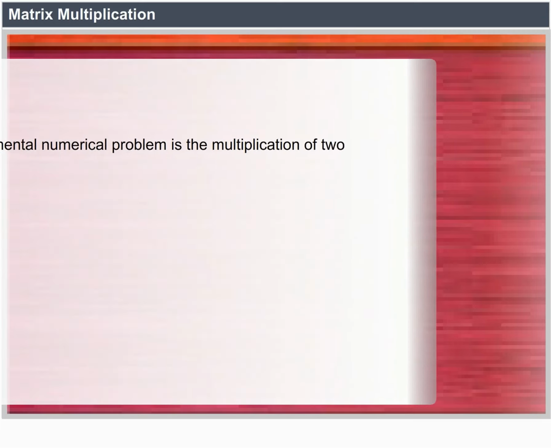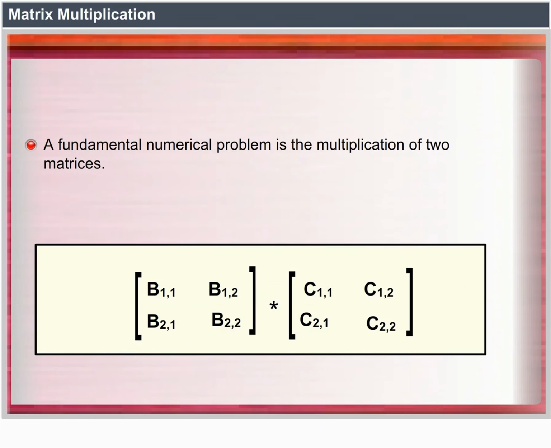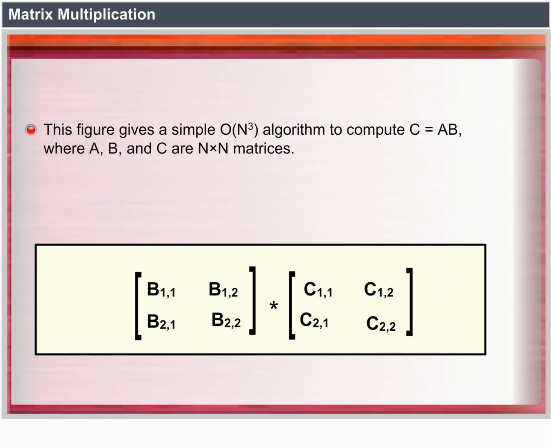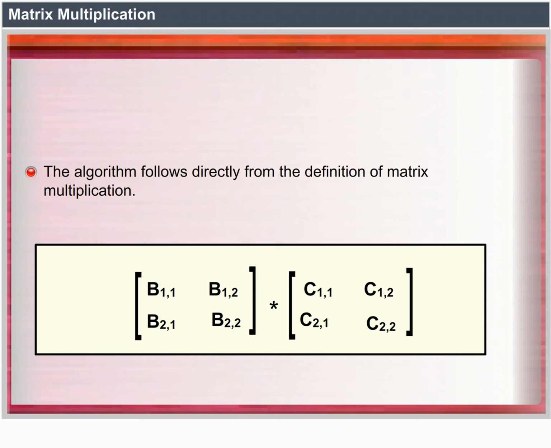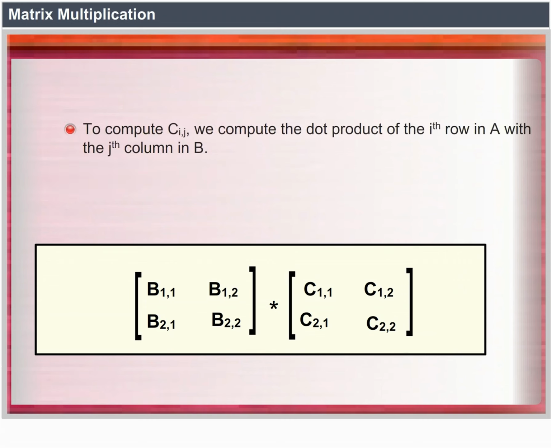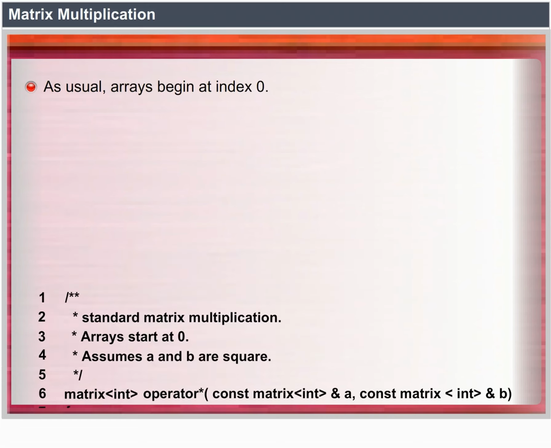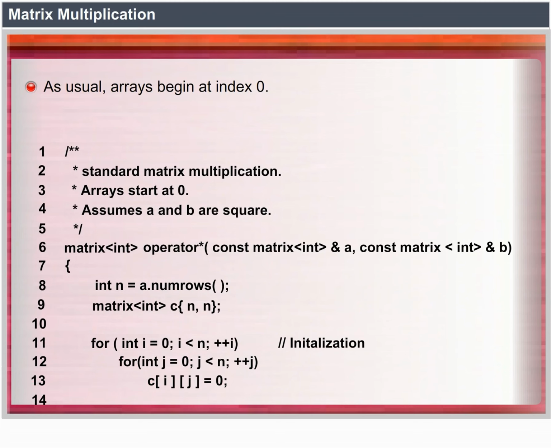A fundamental numerical problem is the multiplication of two matrices. This figure gives a simple O(n^3) algorithm to compute C equals AB, where A, B and C are n by n matrices. The algorithm follows directly from the definition of matrix multiplication. To compute C[i][j], we compute the dot product of the ith row in A with the jth column in B. As usual, arrays begin at index 0.